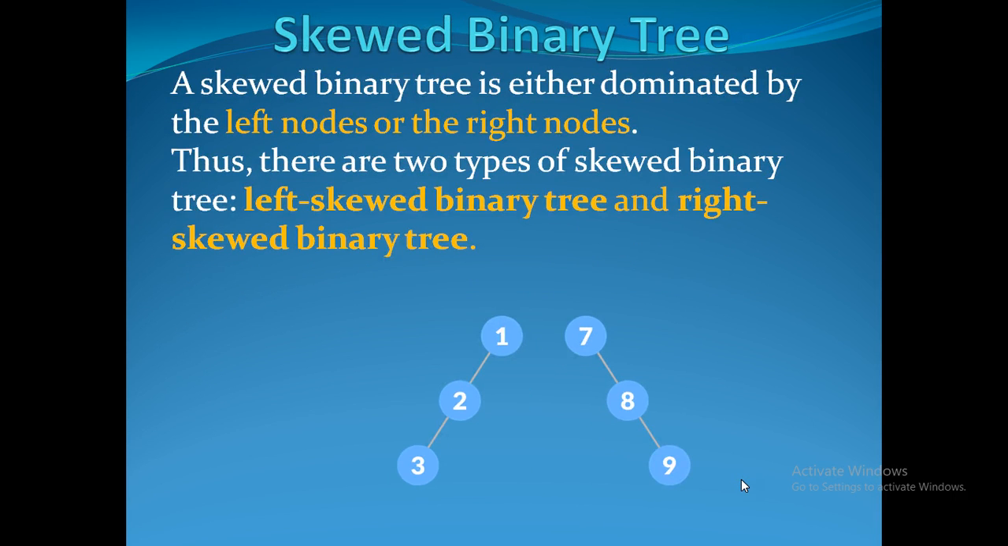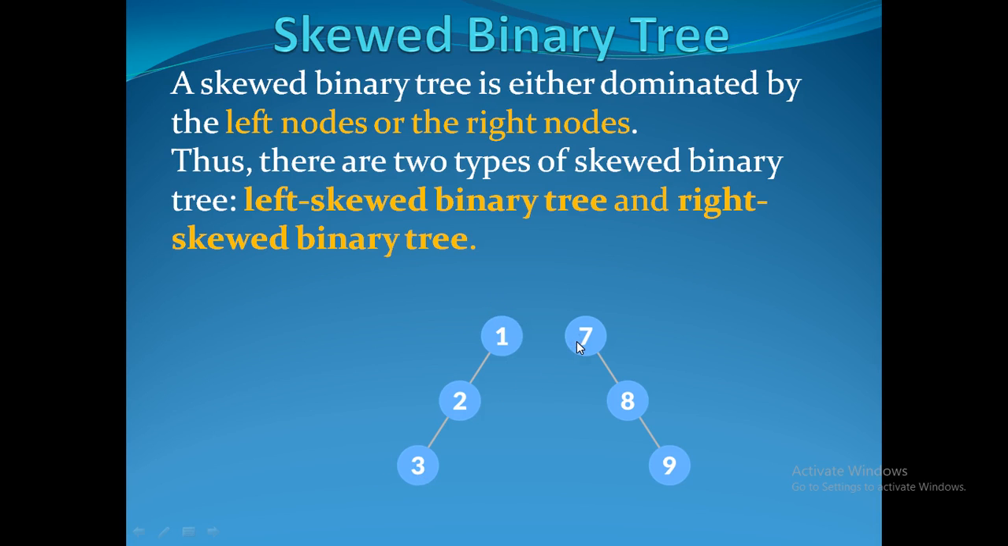So this is a skewed binary tree. So the skewed binary tree is either dominated by the left node or the right nodes. So here this is a left skew tree, and this is a right skew tree. All the elements are in the left part of every node. The node 1 having one child, that is 2, is available in the left part of that particular node. 2 is having one left child, that is 3. So this is a left skewed binary tree.